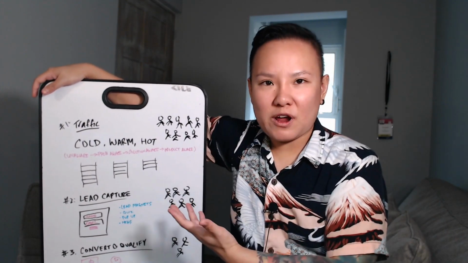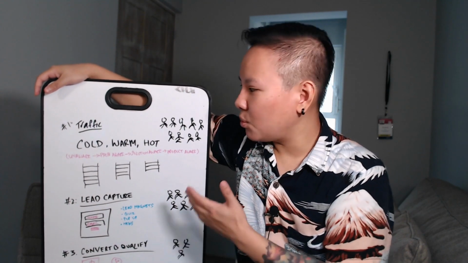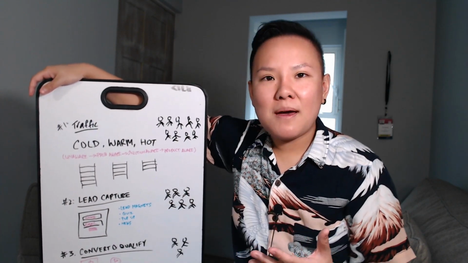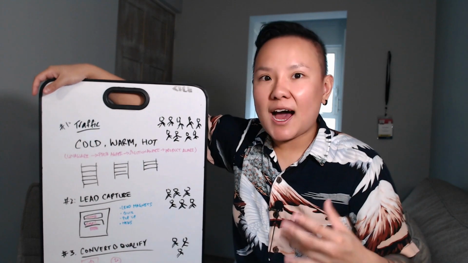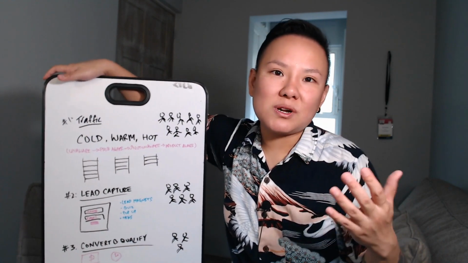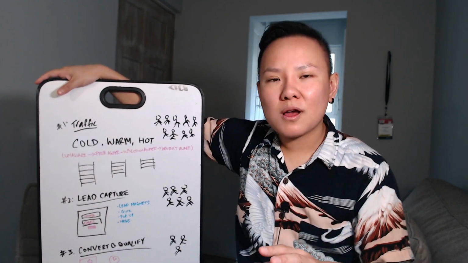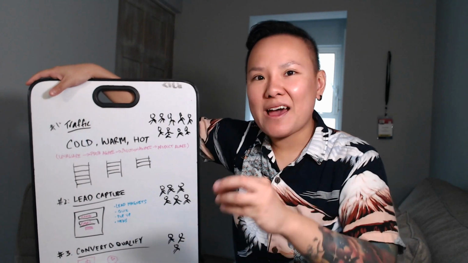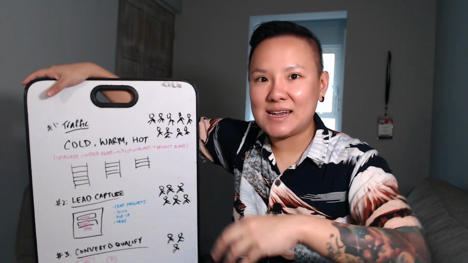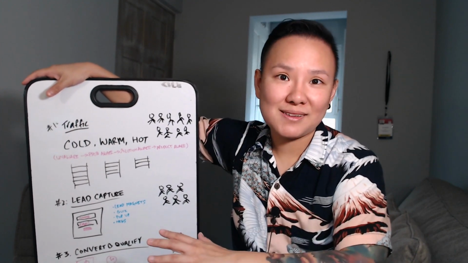Then we go on to the warm traffic. This is the second group of traffic. It's called the warm traffic. Now, these people might have consumed content of yours in the past, might have seen your name, your brand, or heard someone talk about you in the past. They are warm, so they kind of know who you are, but they don't yet have that trust and that intimacy with you or your brand.